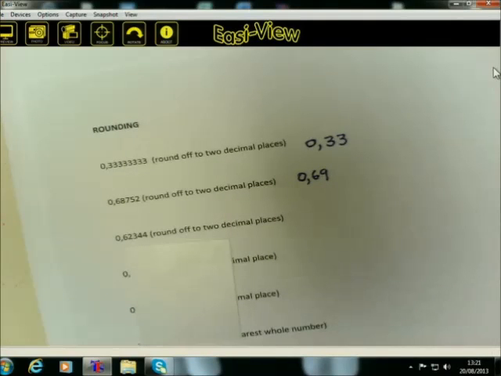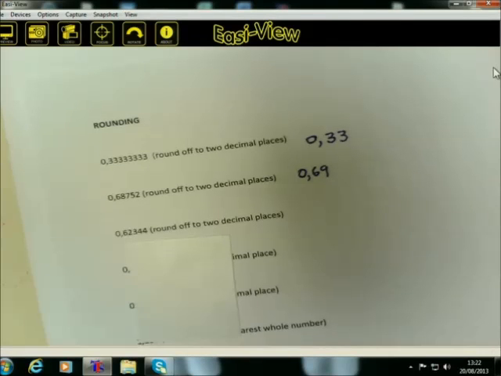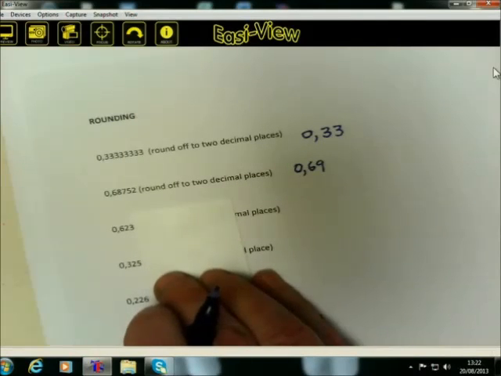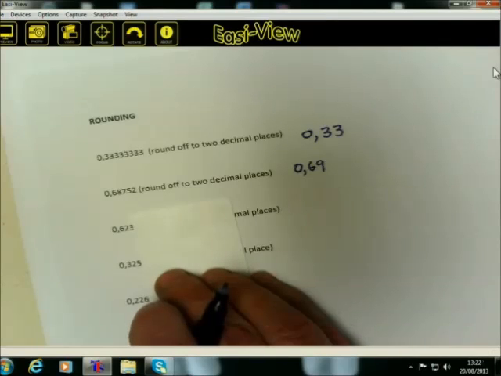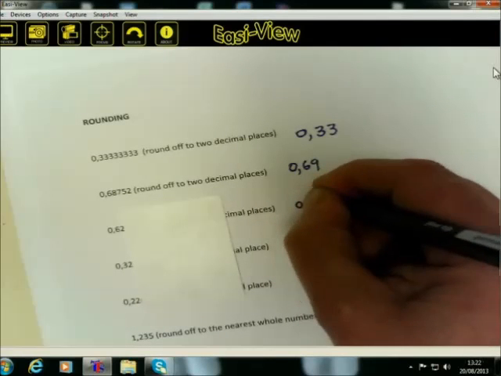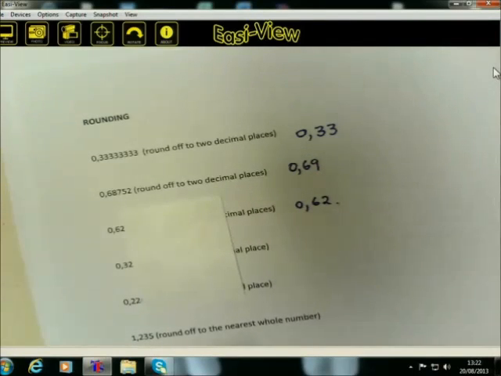Here's one for you to do. Quickly round off for me 0.62344. Round for me off to 2 decimal places. Let's see if you are okay with this now. Aha, I'm quite sure you could do this. We looked at the third place and we saw there is a 3, and then we realized that that 3 cannot take that 2 to the next number. So it's going to stay just 0.62. You have that, grade 12?